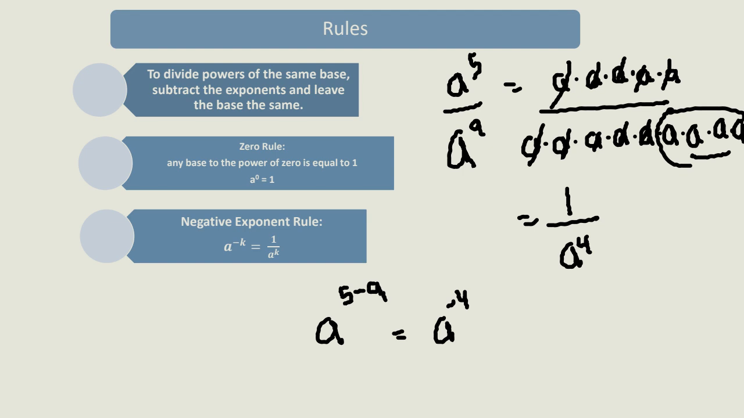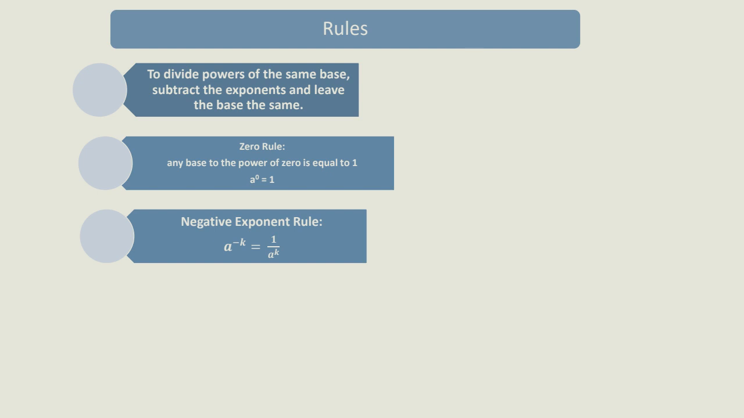So if ever you see on an answer key 1 over, or the numbers on the denominator, on the bottom, we could bring it up and make it a negative exponent. So here's another example of that. If I had x squared over y to the 4, I could also write this.